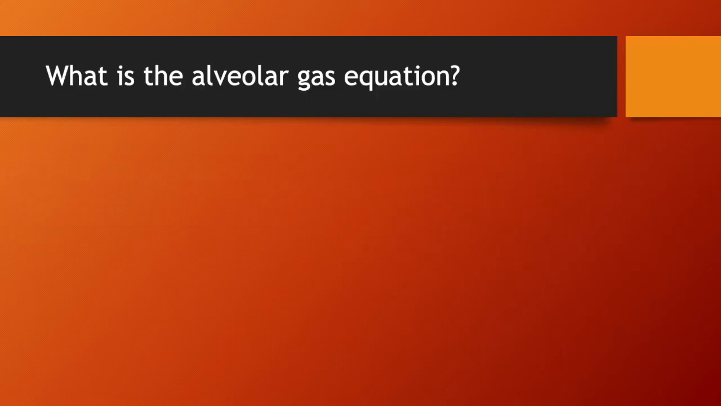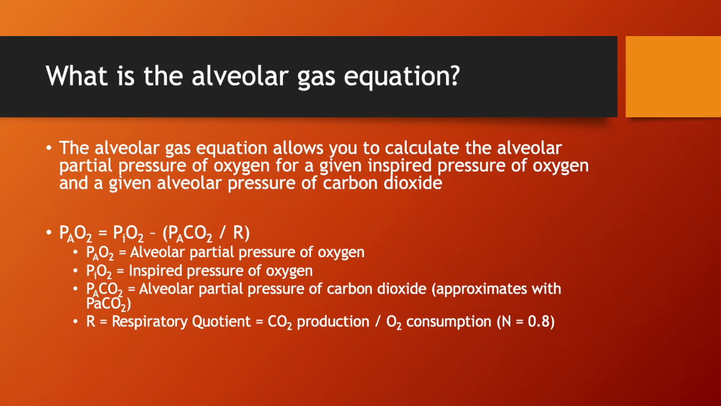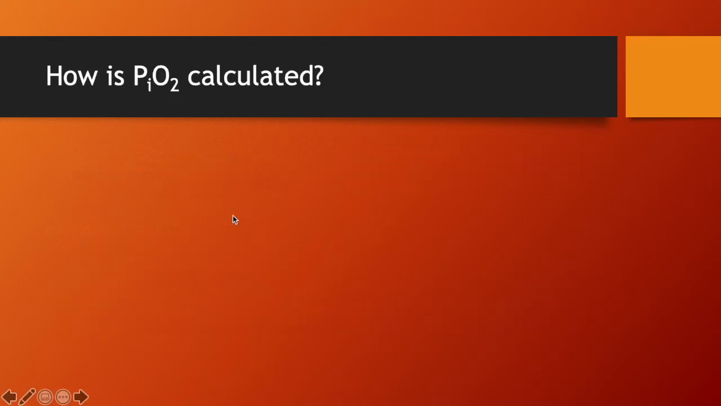What is the alveolar gas equation? The alveolar gas equation allows you to calculate the alveolar partial pressure of oxygen. In order to be able to do this, you need to know the following values: the inspired pressure of oxygen and the alveolar pressure of carbon dioxide. In addition to this, you also need to know the respiratory quotient, as seen here.